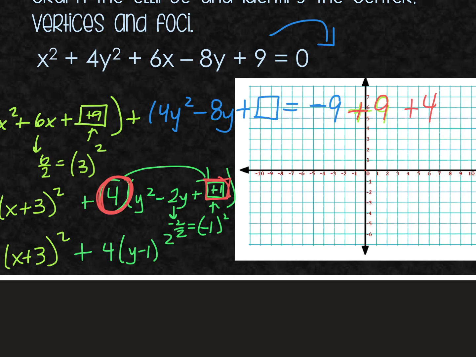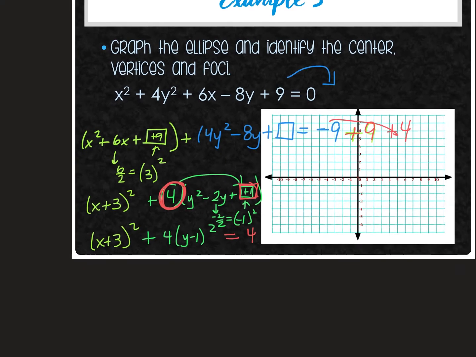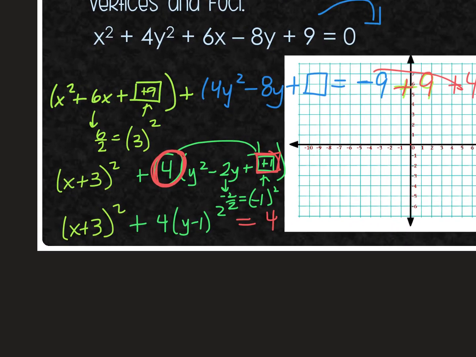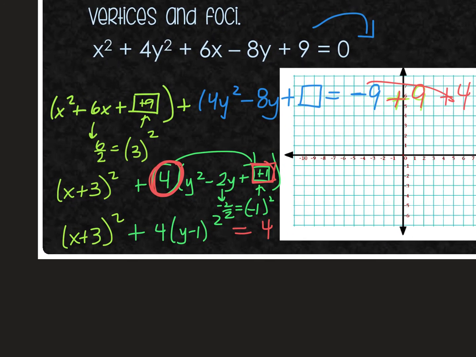So on the right-hand side of my equation here, what's negative 9 and a positive 9? 0. And then I have 4. Okay, so we're getting really close. We're writing the equation of an ellipse. We have one more step. What does the equation of an ellipse need to be equal to? What number does it need to be equal to? 1. Is it? No.